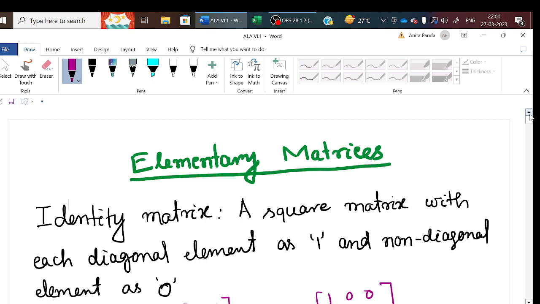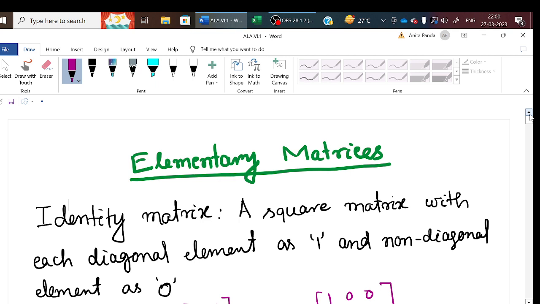Today we will discuss one of the important aspects of linear algebra, that is elementary operations, which will be giving us elementary matrices. What do we mean by elementary matrices? We will learn it. Before knowing it, we should know what an identity matrix is.